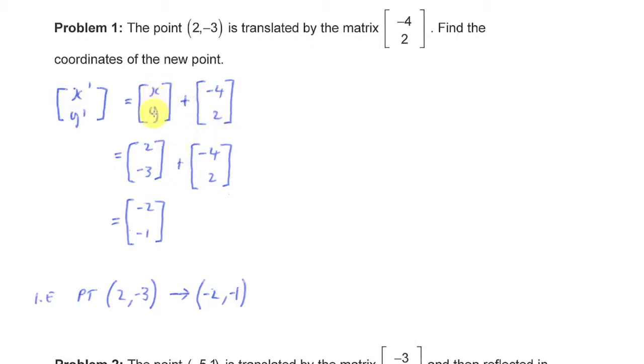And I now sub in what the original x and y values are. So x was 2, y was -3. So my new x value is -2 and my new y value is -1. So the point (2, -3) has been transformed to the point (-2, -1), given that that was our original point and that there is the translation matrix that's been applied.